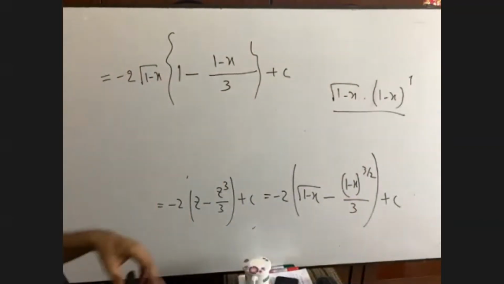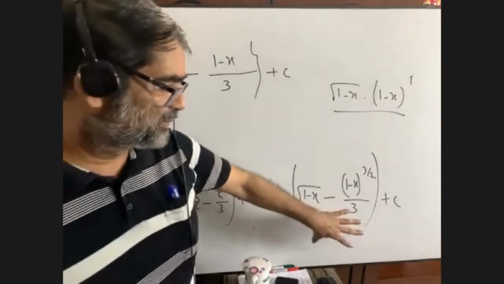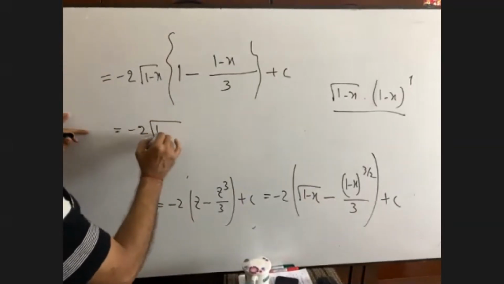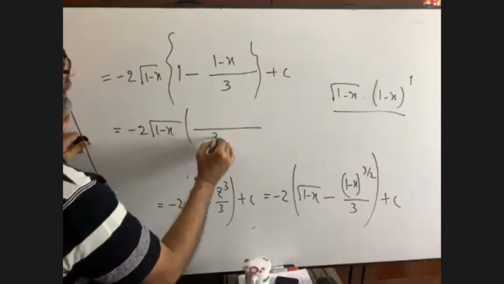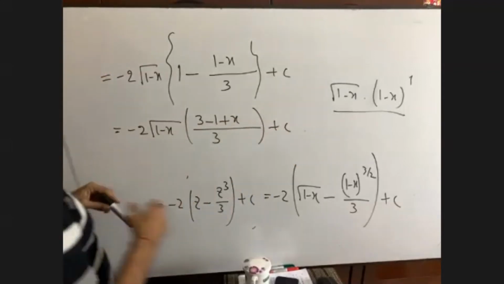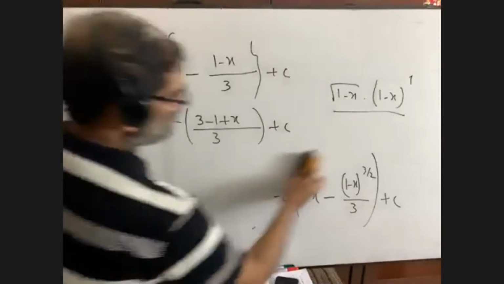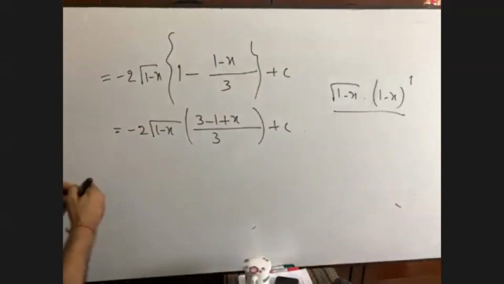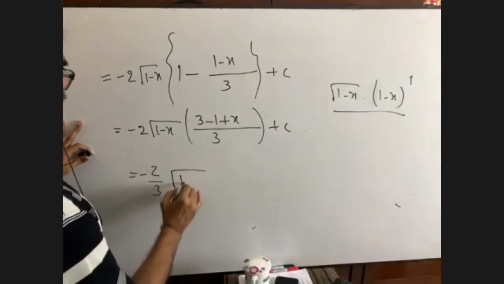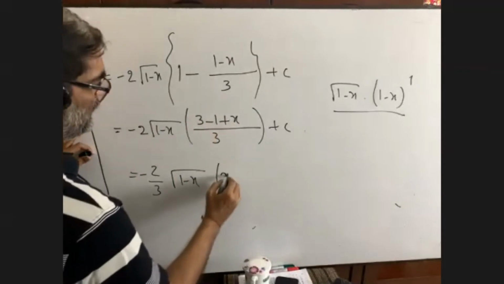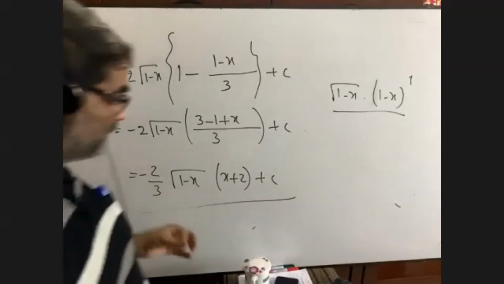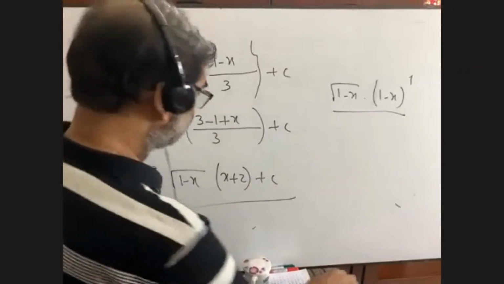So what we have done here, if you leave your answer after this, then this is also right. Anyway, this is minus 2 root over 1 minus x. Here you get the LCM, 3. 3 minus 1 plus x, plus c. That means we are getting minus 2 by 3, root over 1 minus x, into x plus 2, plus c. It is the answer given in the book. Have you got me? Yes, sir.